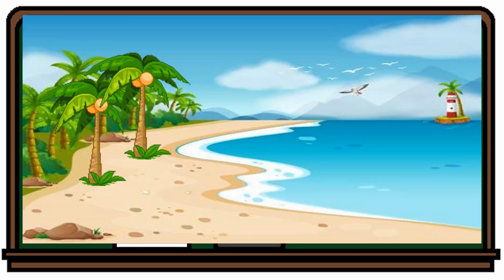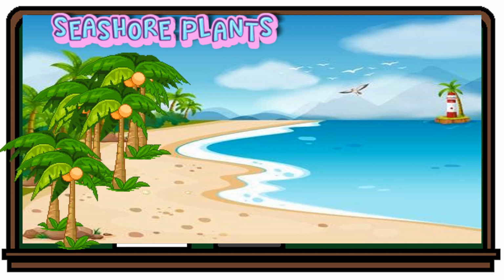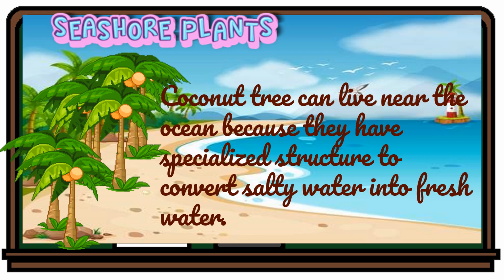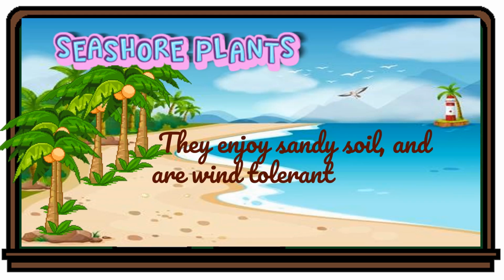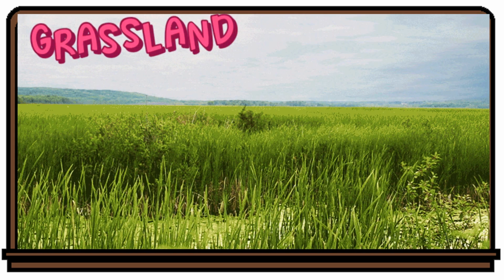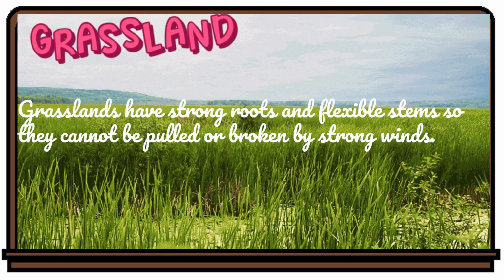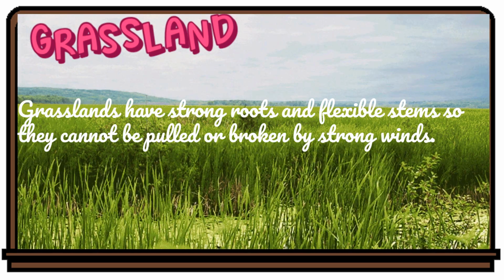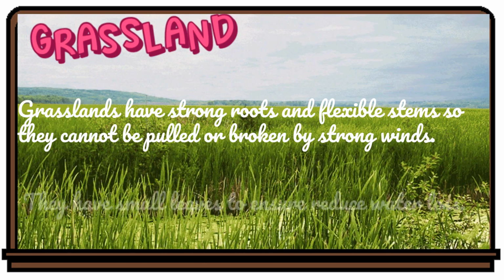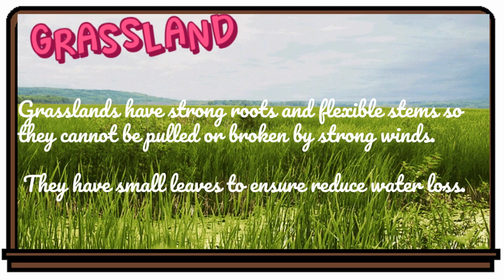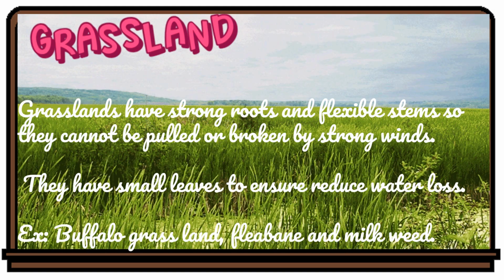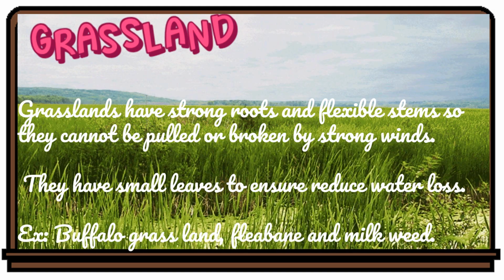Plants also grow on a seashore. Let us find out what the seashore plants are. Coconut trees can live near the ocean because they have specialized structures to convert salty water into fresh water. They enjoy sandy soil and are wind tolerant. Plants also grow on a grassland. Grasses have strong roots and flexible stems so they cannot be pulled or broken by strong winds. They have small leaves to ensure reduced water loss. Examples are buffalo grass, fleabane, and milkweed.